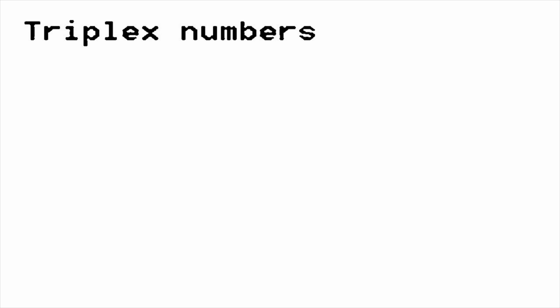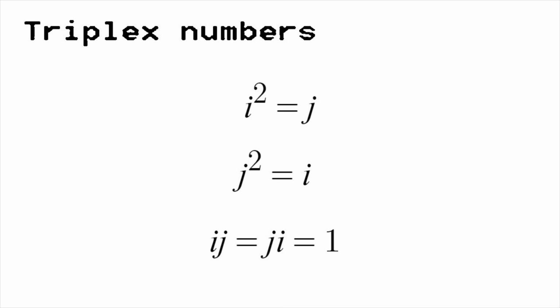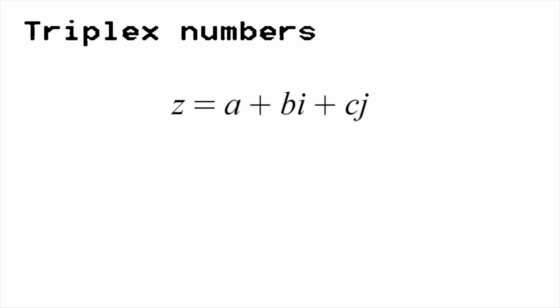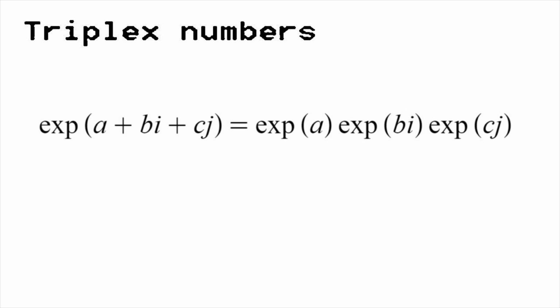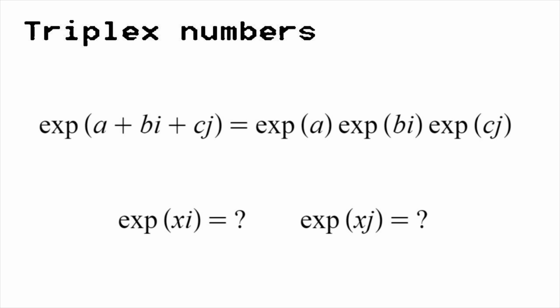So I guess this whole thing is pretty easy then. The triplex numbers are defined by some pretty simple rules, so plugging in the imaginary components to the exponential series shouldn't be too hard, right? We want to find the exponential of a plus bi plus cj, so in advance we'll turn the addition inside the function into multiplication outside the function. Now we just want to find Euler-ish formulae for our two imaginary components.